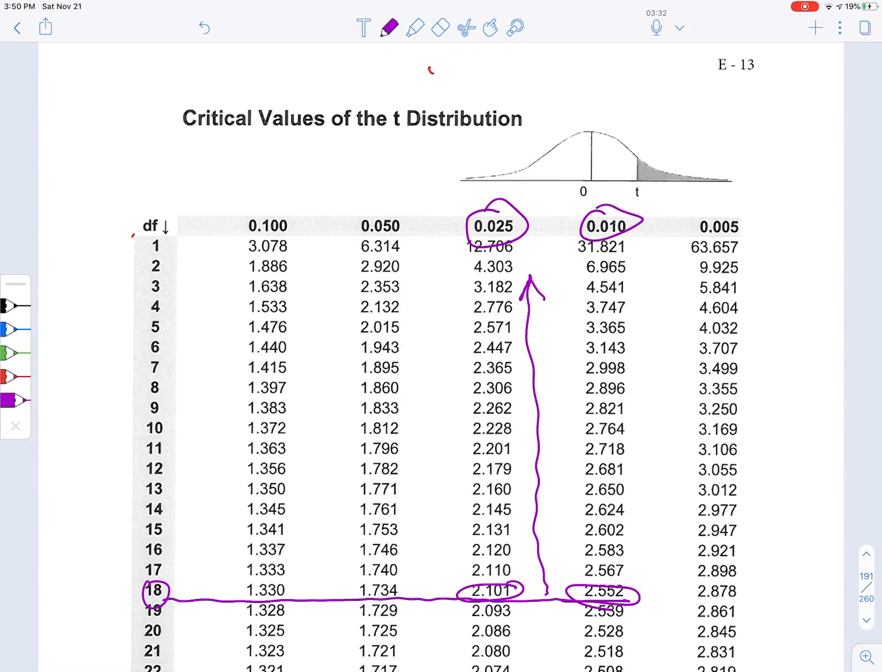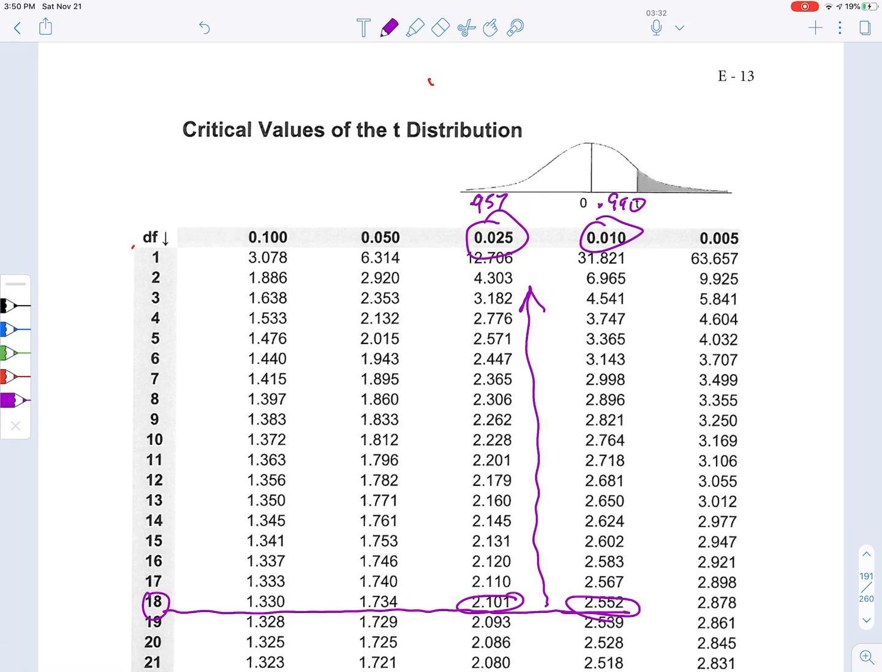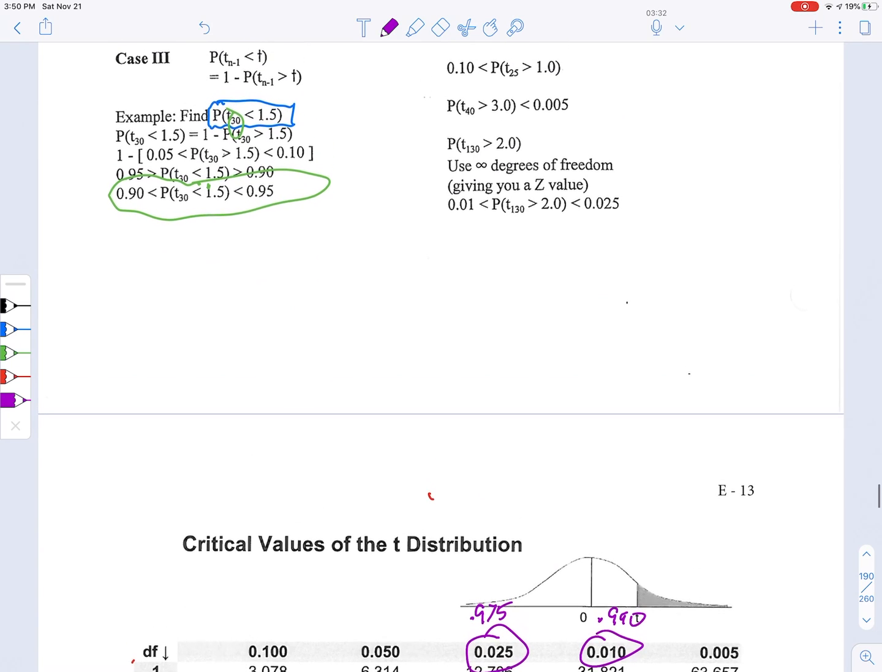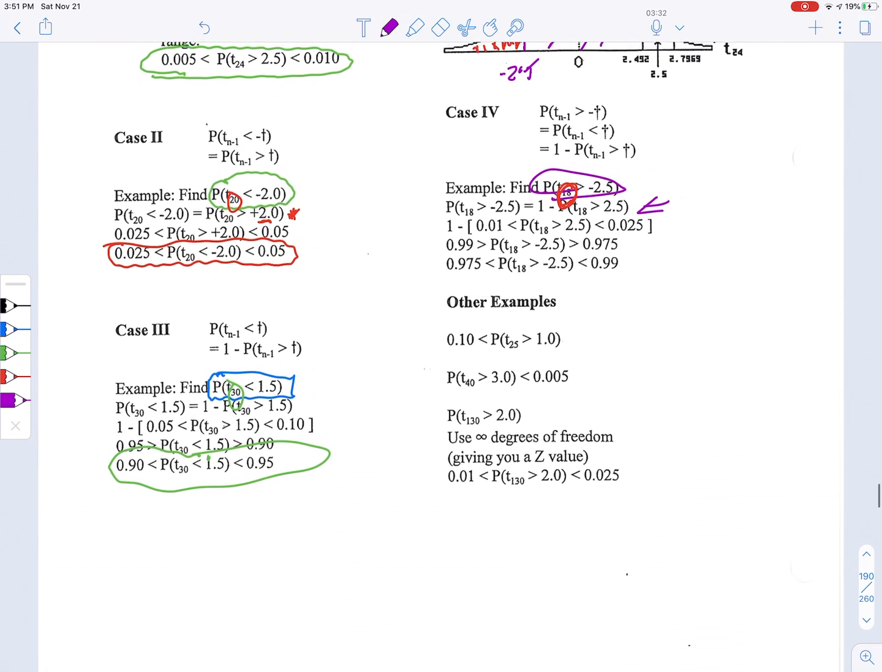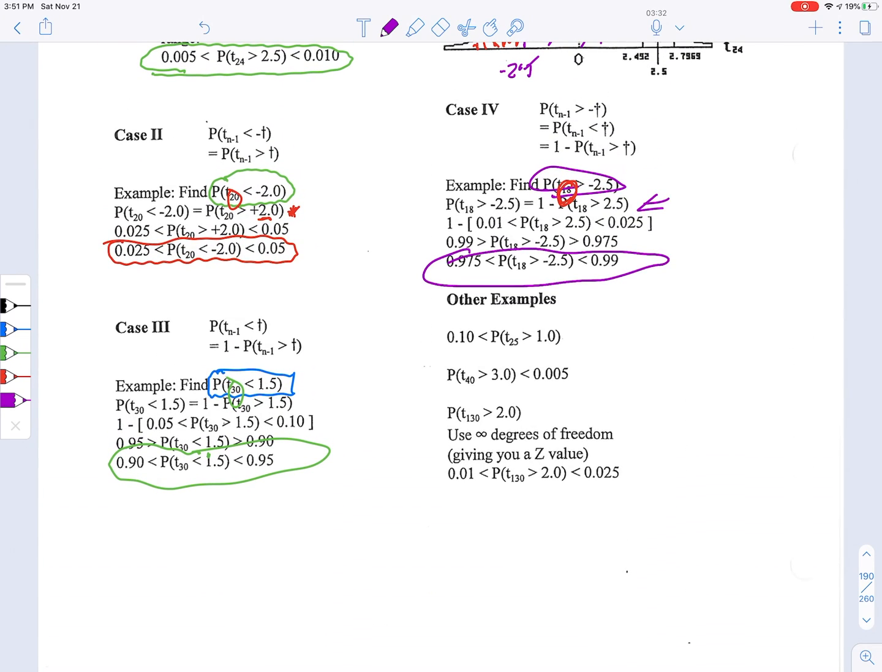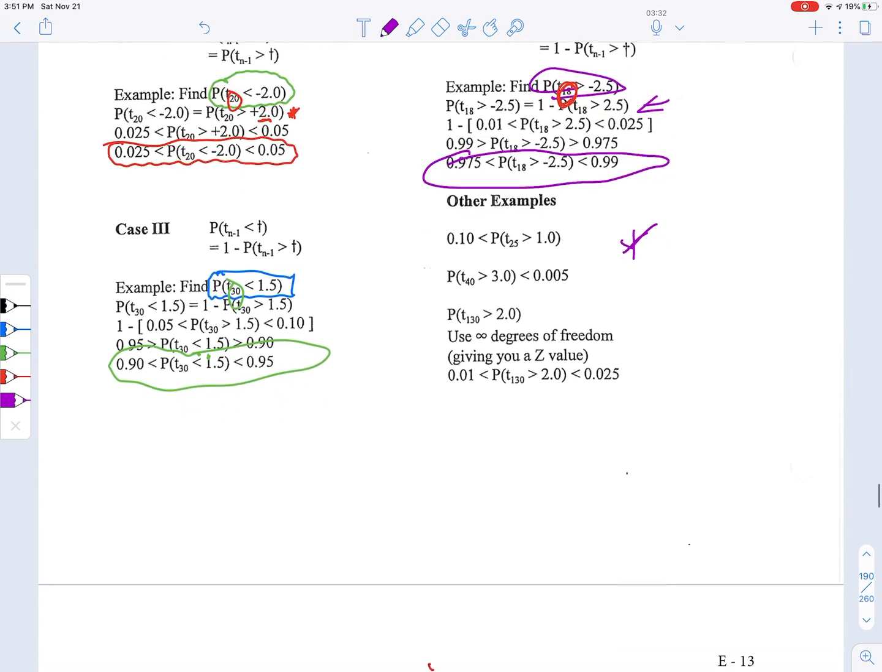But remember, that's the tail area. And so the complement of that would be 0.975 and 0.990. But, whoops, I wrote 957, not 975. 0.975 and 0.990. Hopefully that's what I've got as an answer here. Is, oops, right here. Yeah, good. Right there. Okay. You can work through a couple other examples there and see how they work.